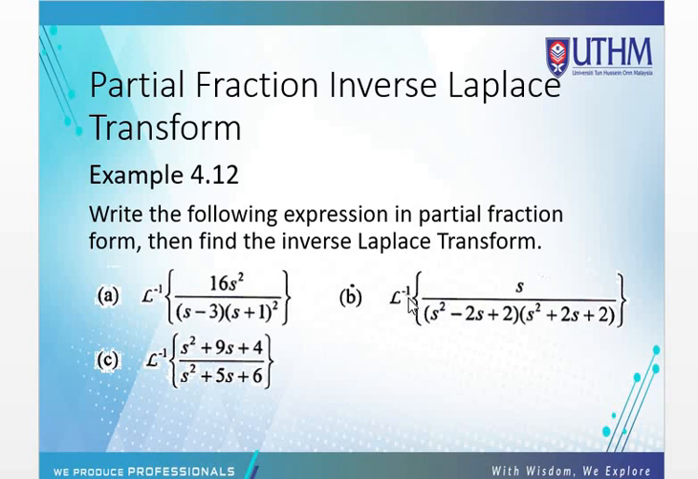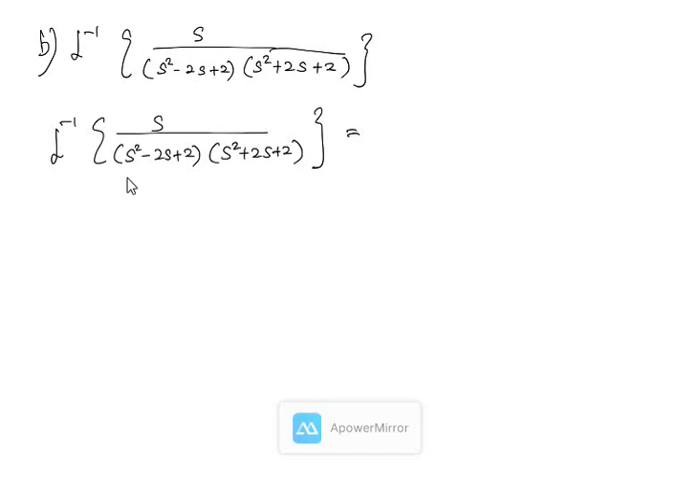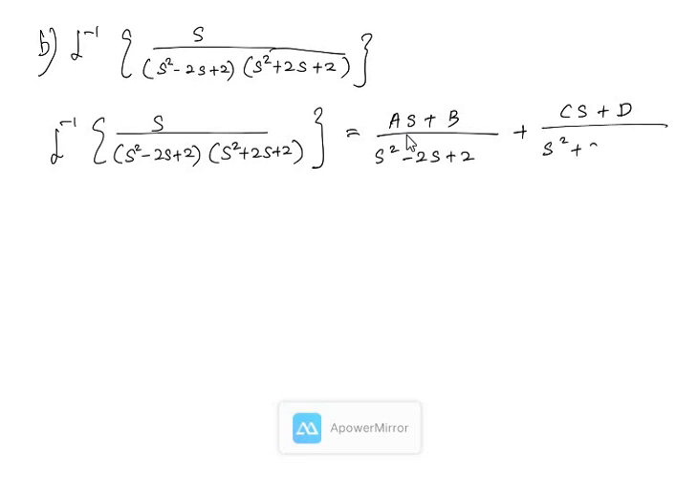Second question is the inverse Laplace transform of s divided by s squared minus 2s plus 2 and s squared plus 2s plus 2. In this question, the denominator is referred to the s squared and s. So we need to split it. Okay, we split it into as plus b over s squared minus 2s plus 2, and then another one is cs plus d over s squared plus 2s plus 2. We split into 2.